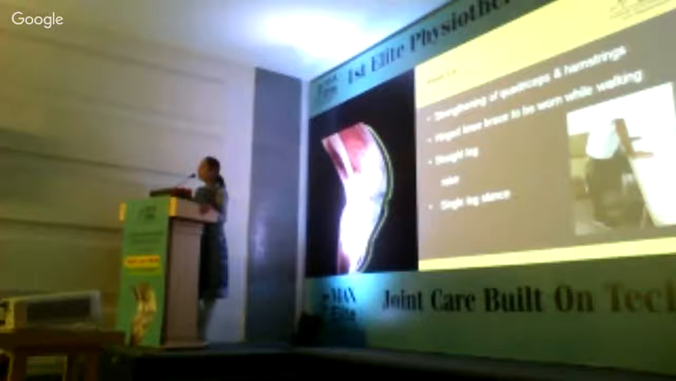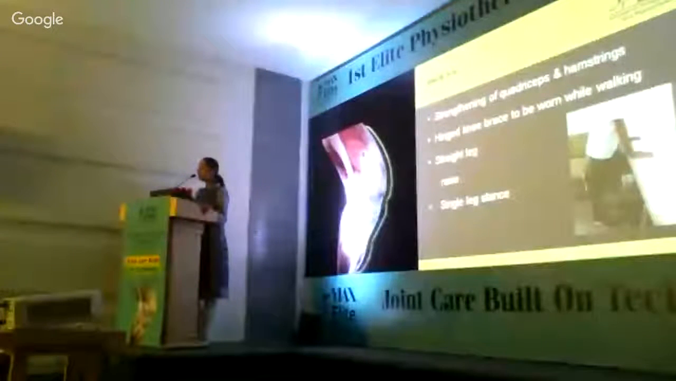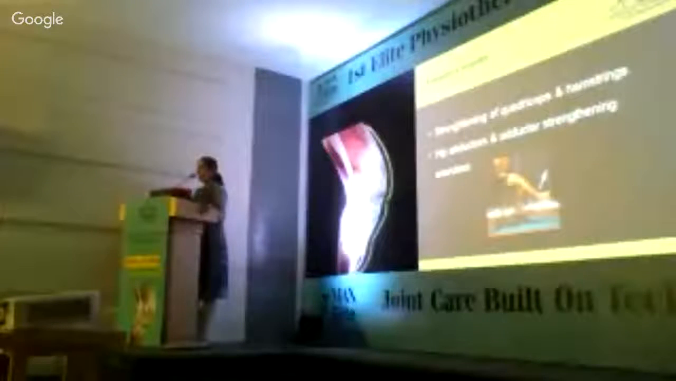The hinge knee brace is to be worn only while walking now. Otherwise, with the patient, a straight leg brace is also to be started because 6 weeks have started. Single leg stands to improve the balance and proprioception in the patient, and hip adductor strengthening exercises are also to be included.